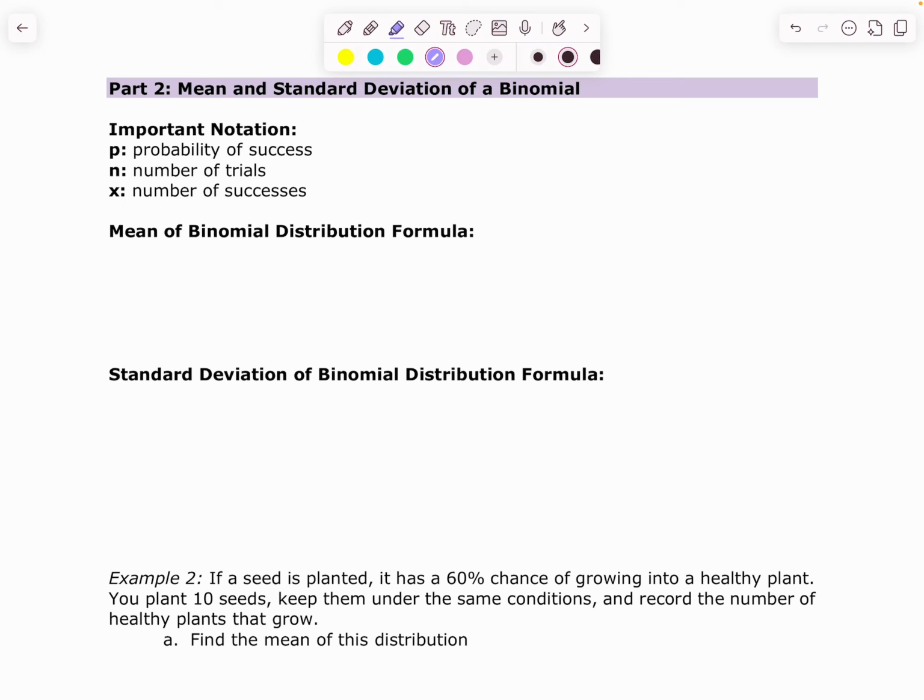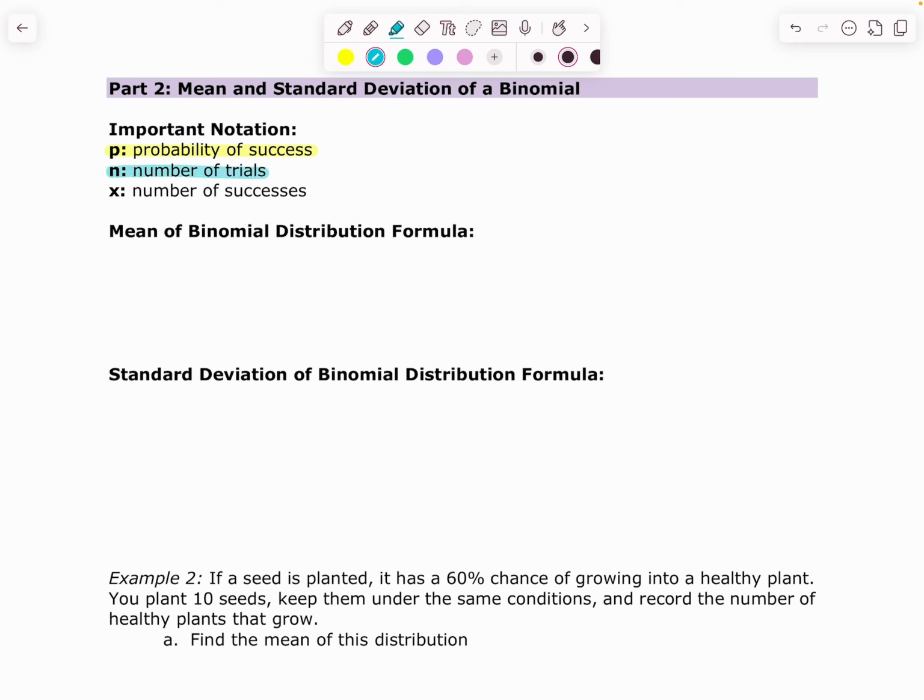So the first thing is p. Anytime we see a lowercase p when talking about a binomial, that represents the probability of success. So if I go back to my coin flip example, the probability that I get heads on a coin flip would be represented by p. So that would be 0.5 because the probability of getting heads is 0.5.